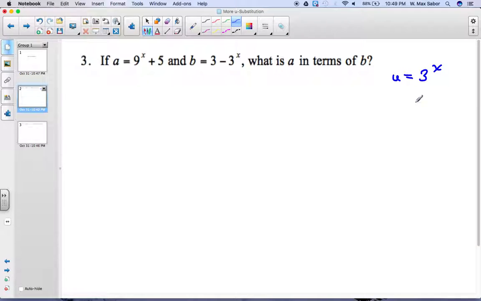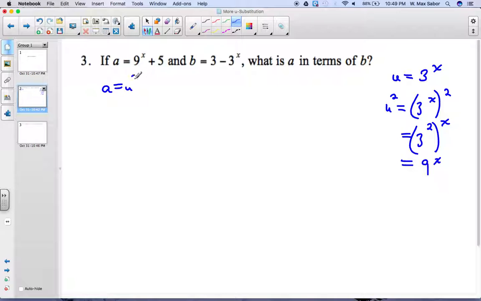The first thing I want to notice is the part in common between these two problems is u equals 3 to the x. 9 to the x can be rewritten as u equals 3 to the x squared, because this is the same thing as 3 to the 2x, which is 9 to the x. So u squared equals 9 to the x, and we can substitute that in over here: u squared plus 5, and this is 3 minus u.